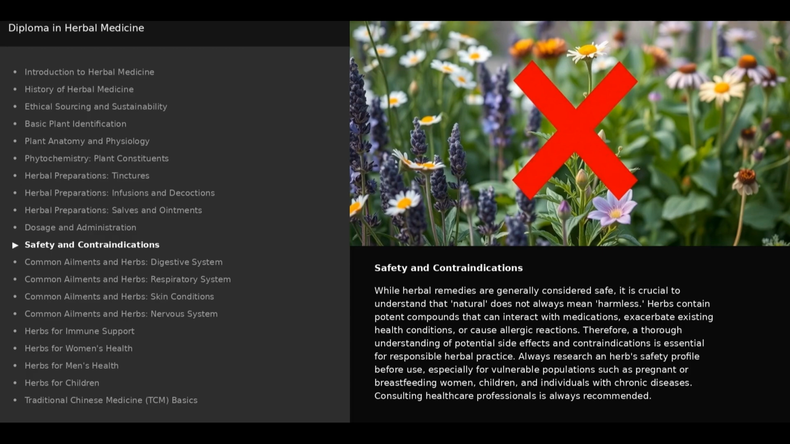Always research an herb's safety profile before use, especially for vulnerable populations such as pregnant or breastfeeding women, children, and individuals with chronic diseases. Consulting healthcare professionals is always recommended.